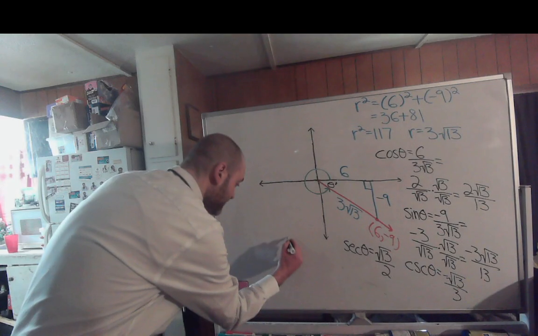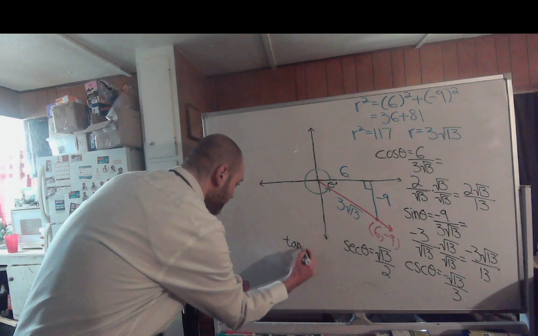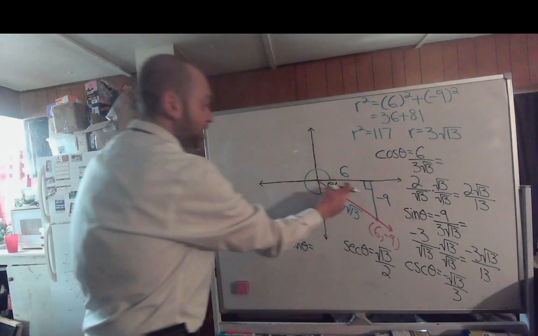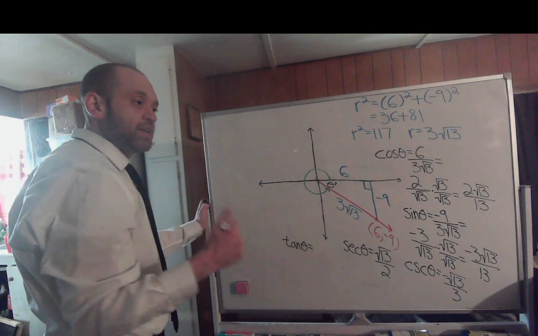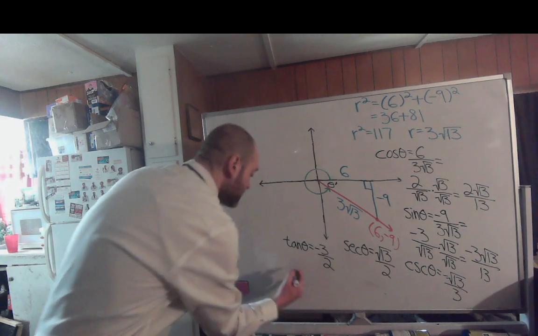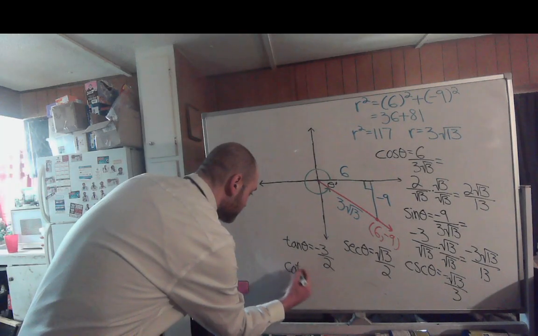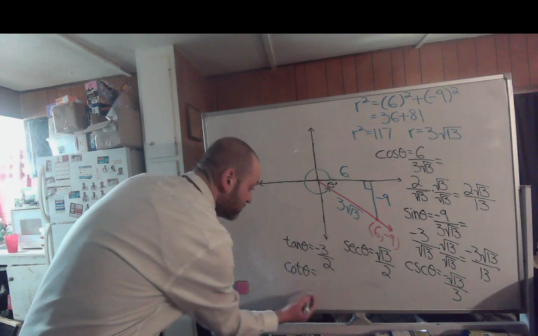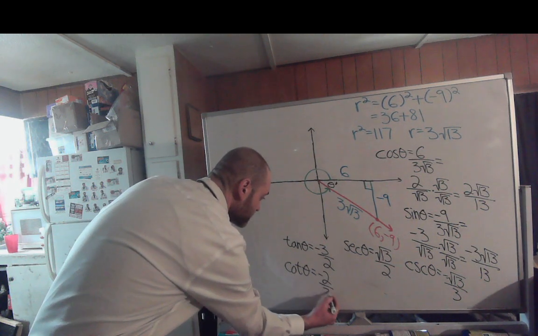Now let's find the tangent. Tangent equals opposite over adjacent. So -9 over 6, that'd be -3/2. And then my cotangent's the reciprocal of tangent, so that would end up being -2/3.